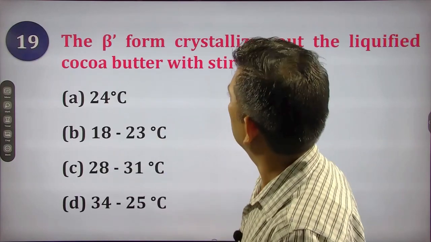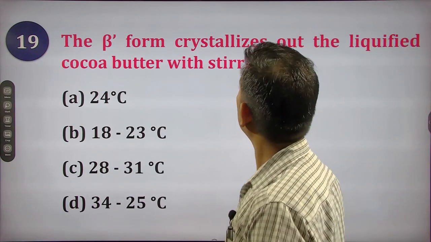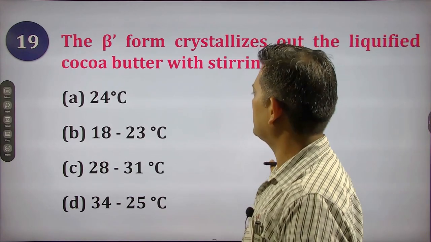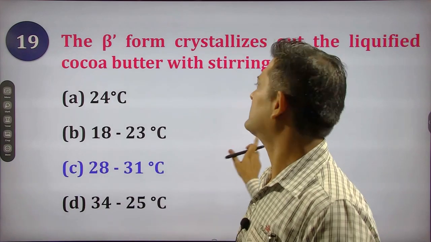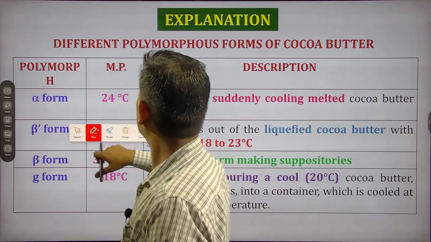Next question. The beta form crystallizes out of the liquefied cocoa butter with stirring at which temperature? Let us see. 28 to 31 degrees Celsius. Any specification regarding it? Yes, it is there also. Let us see what these are.